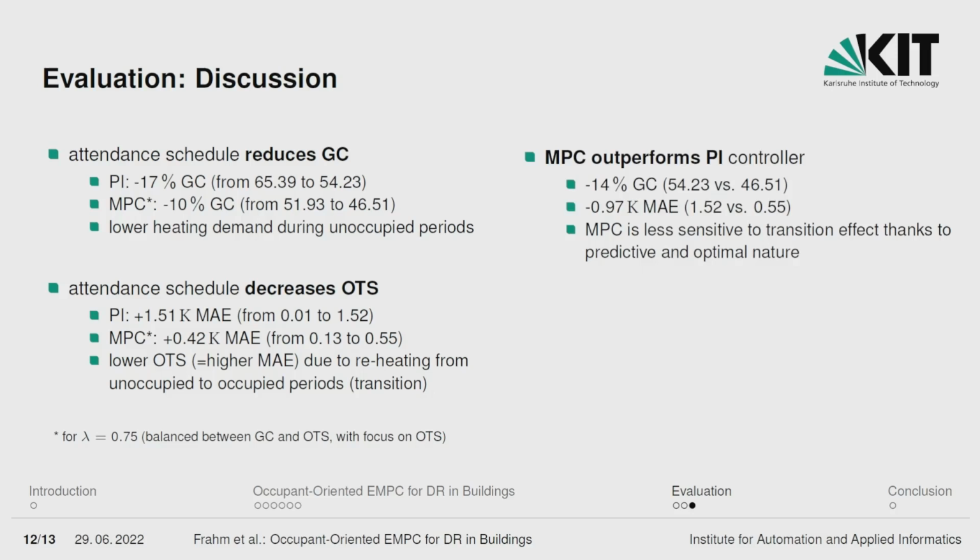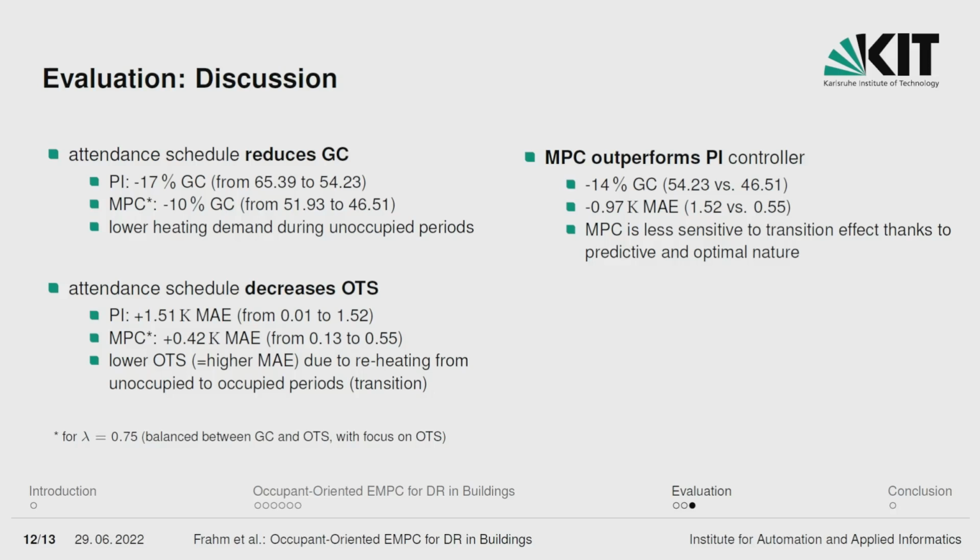for the MPC plus 0.42 Kelvin MAE. Based on these results, the model predictive controller significantly outperforms the PI controller. The grid costs are 40% lower, while the MAE is significantly lower with minus 0.97 Kelvin. So we have much higher occupants' thermal satisfaction.